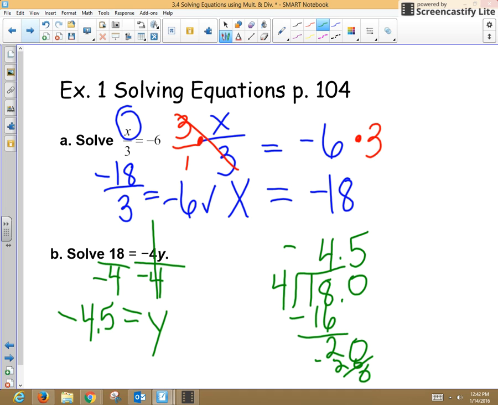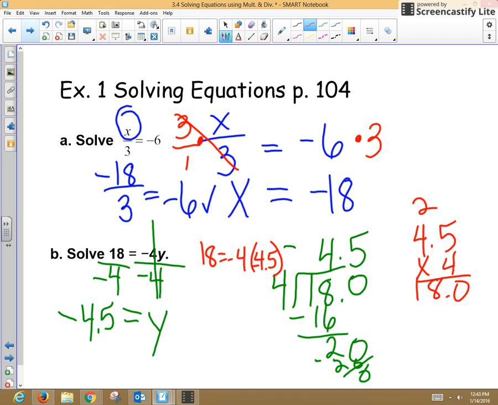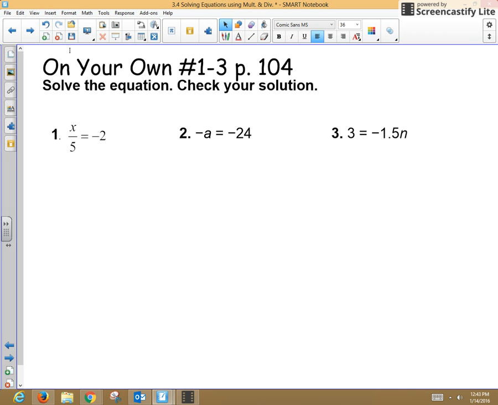Again, go back and check. So to check our work, we would substitute, I'll show it in red here, 18 equals negative 4 times negative 4.5. If you work that out over here, that's 18.0, and it's positive since we have a negative times a negative. That makes a positive. So when we check our work, we're correct, and we can continue on with the next example. Right now, I'd like you to try numbers 1 through 3 on your own on page 104. Solve the problems and show all your work in your notes.